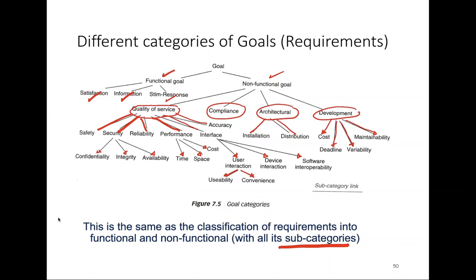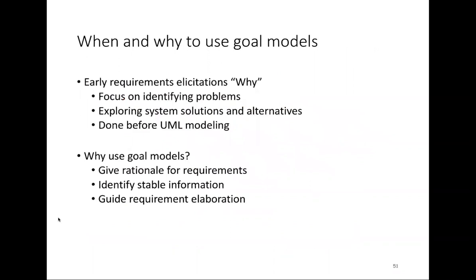So when and why to use goal models? The best practice is to use it during the requirement elicitation phase, in which we have to focus on identifying the problems, exploring the system solution and alternatives, and of course, it should be done before any UML modeling.